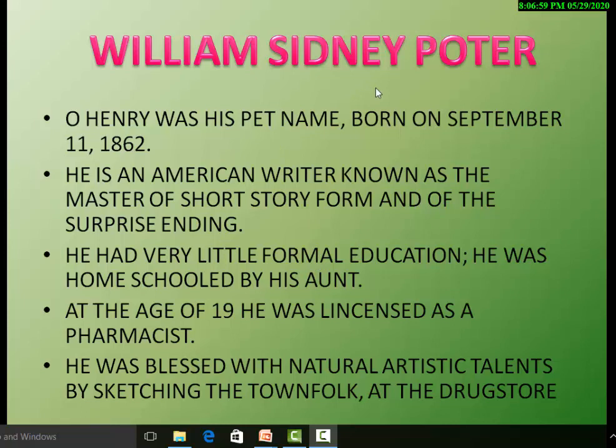William Sidney Potter is the real name of O. Henry, and O. Henry was his pen name. Born on September 11, 1862, he is an American writer known as the master of the short story form and of the surprise ending.